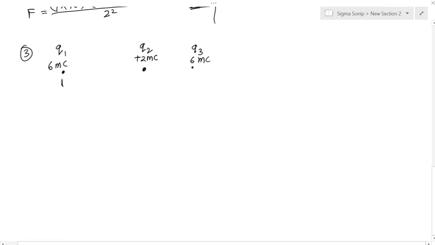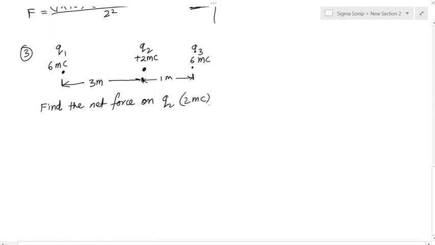The distance from Q1 to Q2 is 3 meters, and the distance from Q2 to Q3 is 1 meter. And what are we required to find? Let me write what we are required to find. Find the net force on Q2, which is 2 millicoulomb. Okay, so this is my Q2 here, and this is 2 millicoulomb.